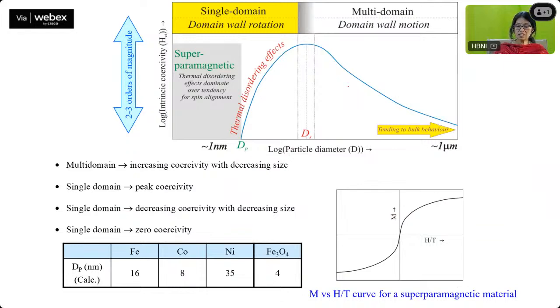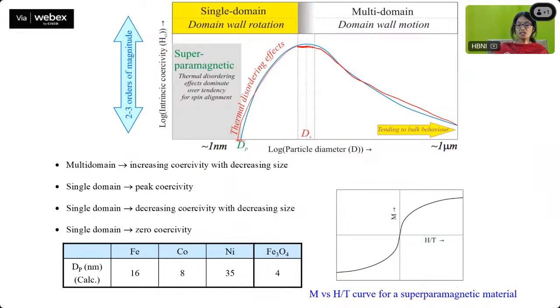So you can see the coercivity, which is plotted along the y-axis. You can see this coercivity is increasing with the decreasing size. It reaches a peak coercivity in the single domain particle. And then when you are moving down from that single domain particle, the coercivity starts decreasing again with the decreasing size. And at the superparamagnetic particle size Dp, you have almost zero coercivity.